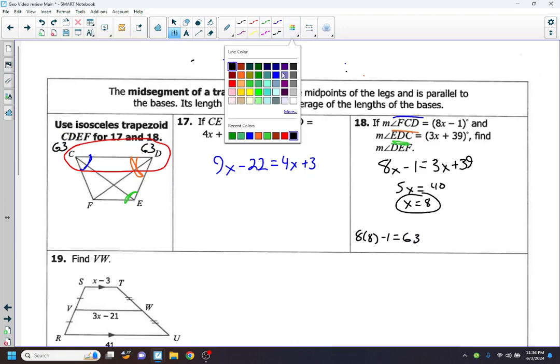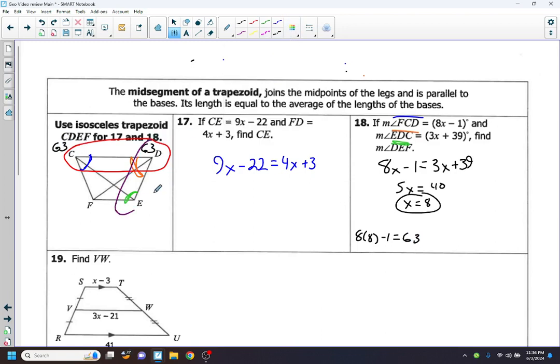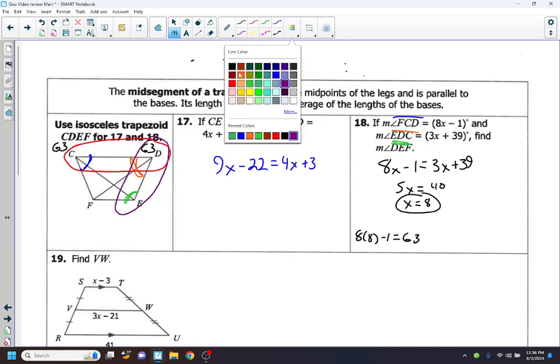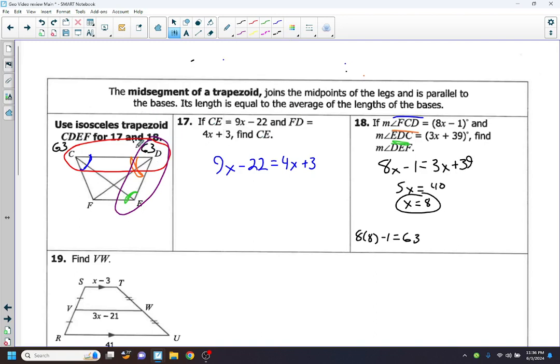Now the relationship between these two angles is they're supplementary. So if I know this is 63, then this should be whatever you need to add to 180. So 180 minus 63, your final answer should be 117. So your answer here is 117.